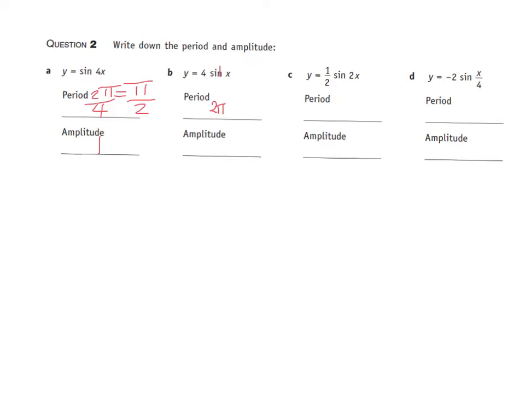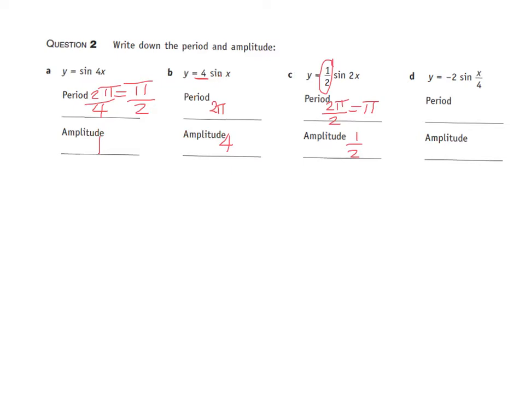Oh, that wasn't quite right. Let me rub that out. There we go. And the amplitude is just there. The amplitude's 4. The period on the next curve is 2 pi on 2, which simplifies to pi, and the amplitude is half.